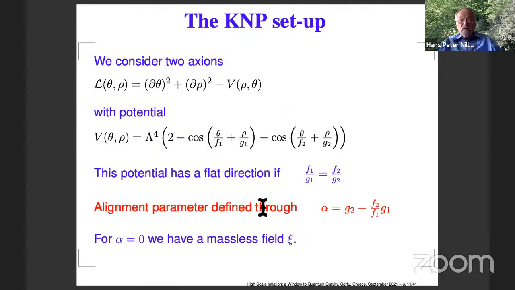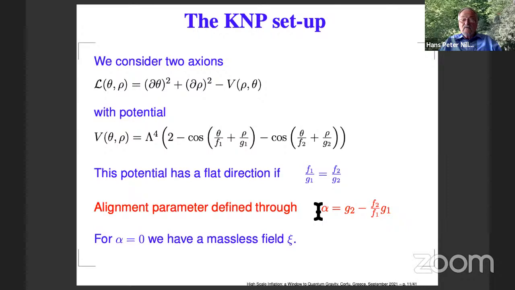So these are the formulae. We have two axions, rho and theta. We write down the potential, and we'll see that a flat direction appears when F1 over G1 is equal to F2 over G2. And so we can define an alignment parameter alpha given by this. And when alpha is equal to zero, we have a massless field xi, which will be the aligned axion. Of course, it's only massless if the potential is aligned exactly.